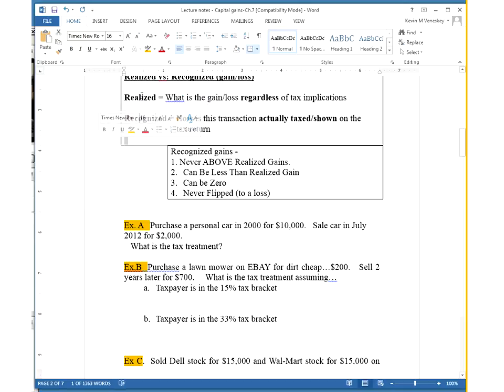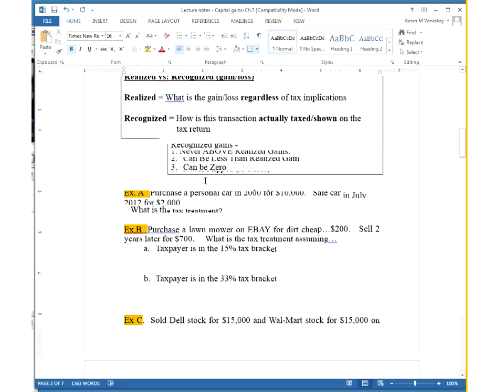Recognized gains cannot be above realized, but the gains could definitely be lower, and that will depend on different tax situations. Recognized gains can definitely be 0. You could have a realized gain of 3,000, but recognized for tax purposes of just 0. Definitely could happen. And you'll never have anything flipped. You won't have a realized gain and then a recognized loss. That won't happen. So just a couple things as you're answering questions, go back and see if your answer happens to fit one of these to make sure it makes sense.